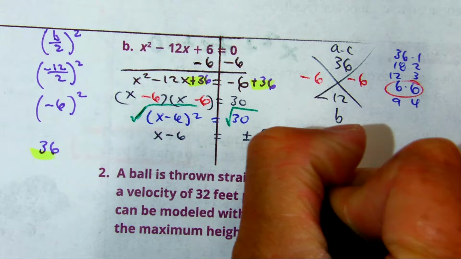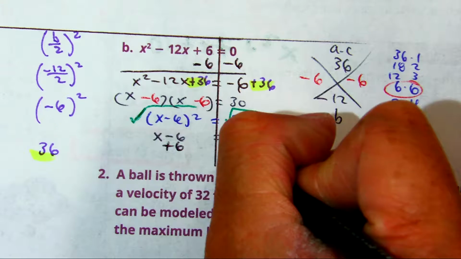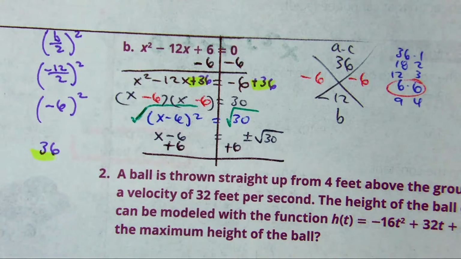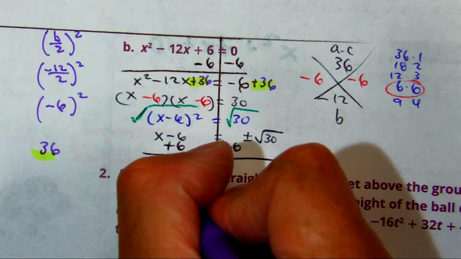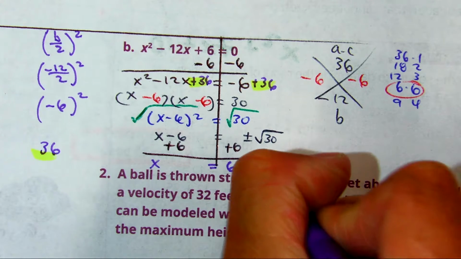And now we're just solving for x. Jeremy, what do you do? Add 6. So I will have an exact answer of x equals 6 plus or minus radical 30.